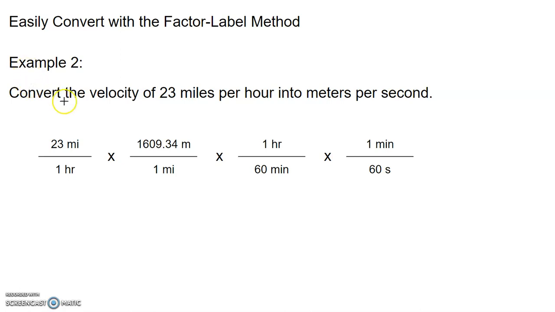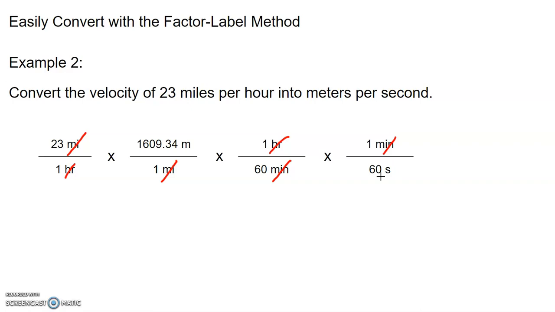So here we successfully canceled out the miles, we canceled out the hours, and we canceled out the minutes. And now we're left over with the meters and the seconds. The key is to set up the conversion factors in a way so that you cancel out the values that you don't want. You want to cancel out the units that you don't need.